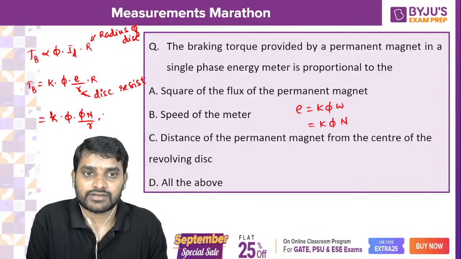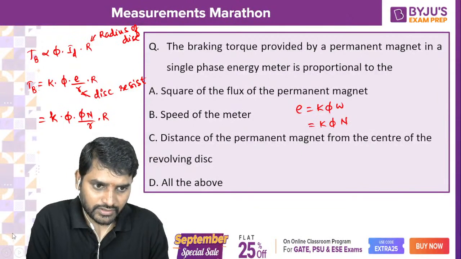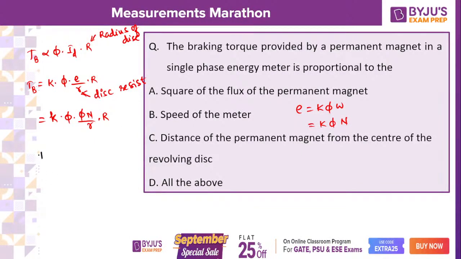by r into R. So if you do so, braking torque is proportional to the square of the permanent magnet flux, the rotation of the disk, the revolution of the disk, and this is the radius of the disk. Or you can also replace it with the distance between the center of the disk and the permanent magnet, divided by r, inversely proportional to the resistance of the disk. So all are correct. All are correct. Very good, Sai Kumar.